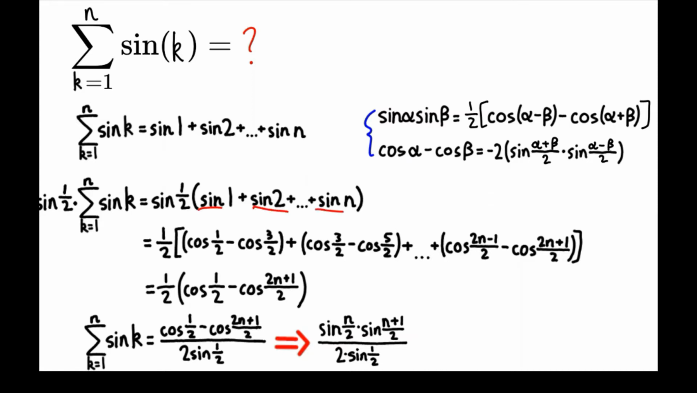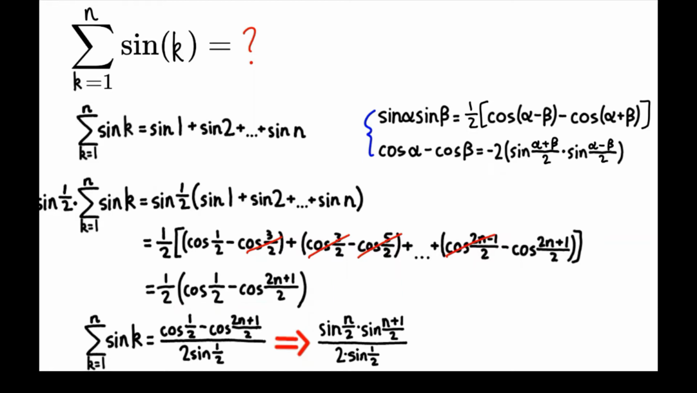So let's put that in each one of these. So we get that this is equal to what? 1/2 times all of this. Cosine 1/2 minus cosine 3 divided by 2, plus cosine 3 divided by 2 minus cosine 5 divided by 2, all the way to cosine (2n minus 1) divided by 2 minus cosine (2n plus 1) divided by 2. So let's cancel a bunch of stuff. Everything in the middle is canceled: cosine 3 divided by 2, cosine 5 divided by 2, cosine (2n minus 1) divided by 2, and everything in between, except for cosine 1/2 and cosine (2n plus 1) divided by 2.